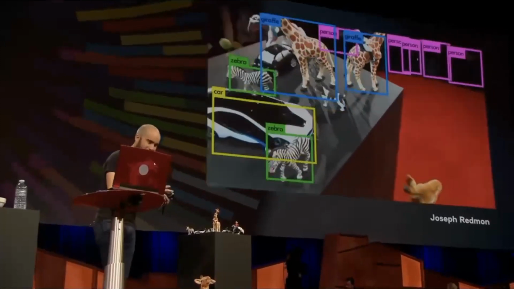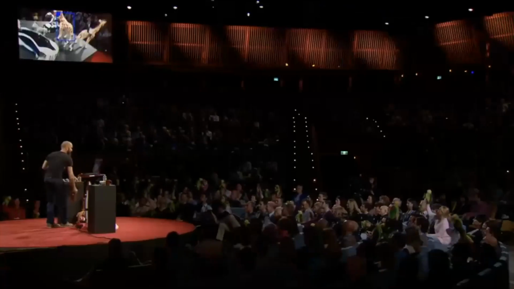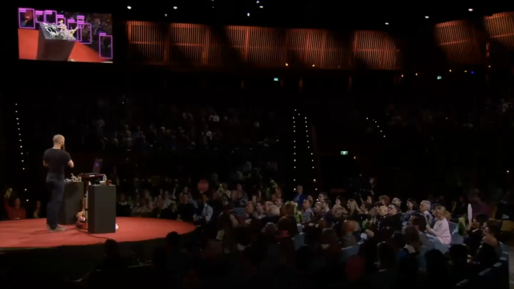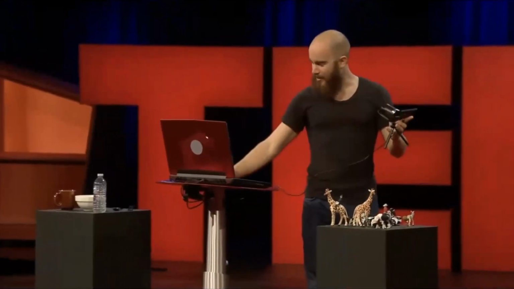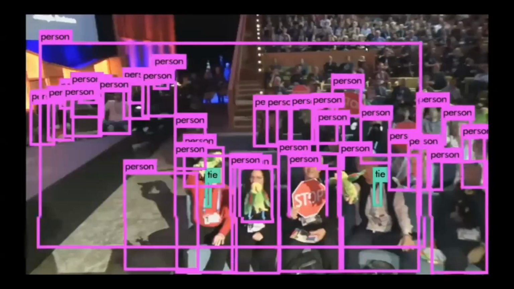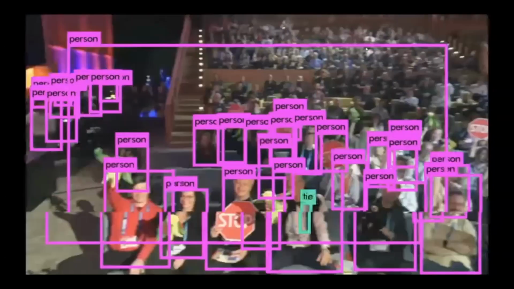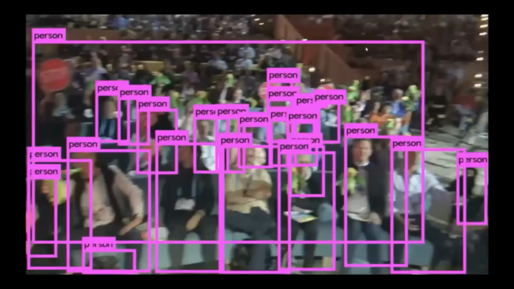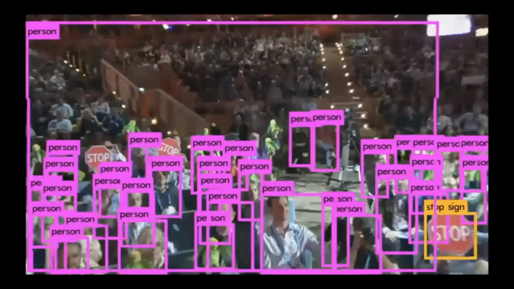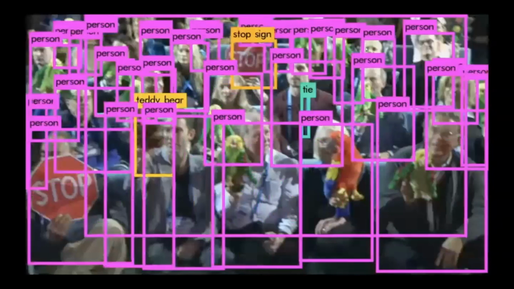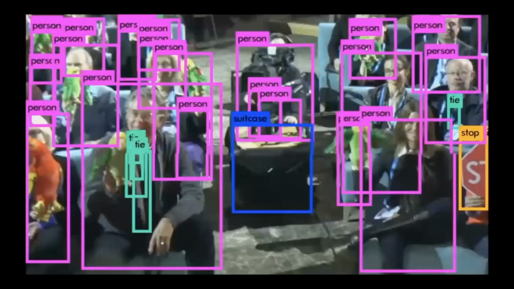Does anyone want a stuffed animal? There's some teddy bears out there. And we can turn down our threshold for detection a little bit so we can find more of you guys out in the audience. Let's see if we can get these stop signs. We find some backpacks. Let's just zoom in a little bit. And this is great. And all of the processing is happening in real time on the laptop.